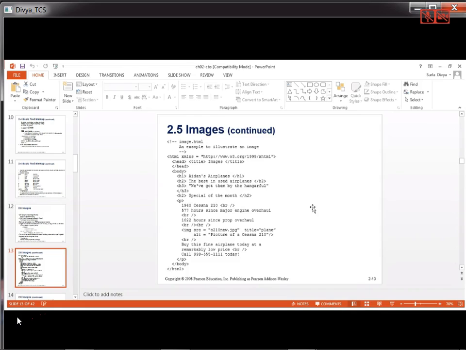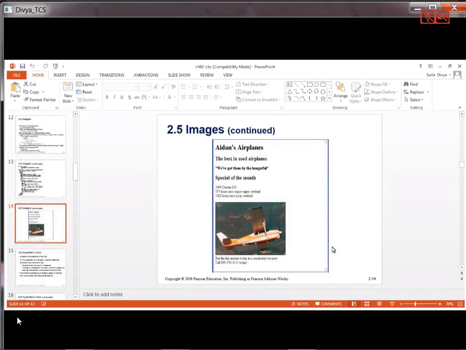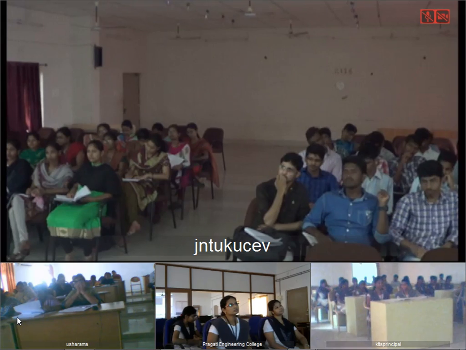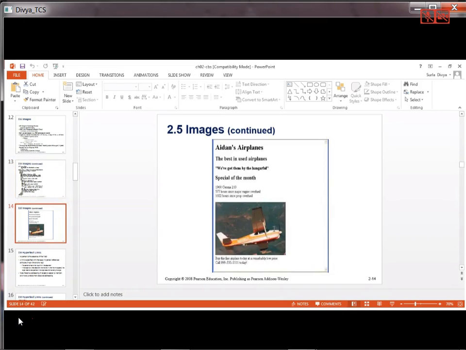So this is the sample program of the images. Let me run and show you once. Okay, you can see the output here itself. See, these are the header tags which we have already seen in a previous example. Below that is the image, and the title is plain. So when you hover on the particular image, you will see the title, plain.